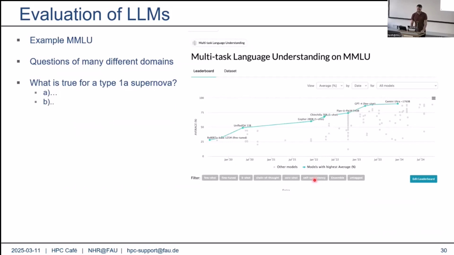So we also have MMLU benchmarks, like multitask language understanding, where we examine the performance of instruction-tuned models, right? You get a question like, what is true for a type 1A supernova? And then you have multiple choice tests and should predict the right answer. So this is used for models that are already instruction following, right? Because a completion model would start writing the next question, right? It would complete the text. But an instruction following model would answer this, hopefully correct.